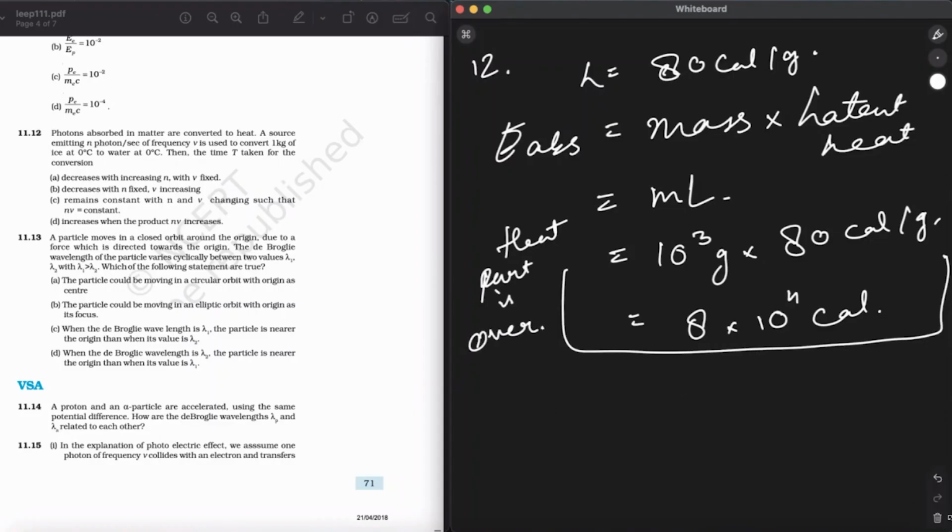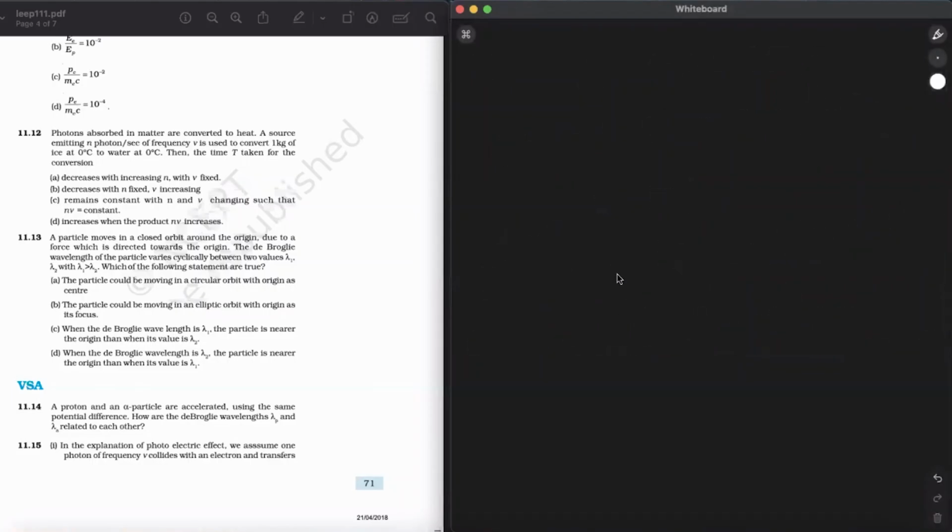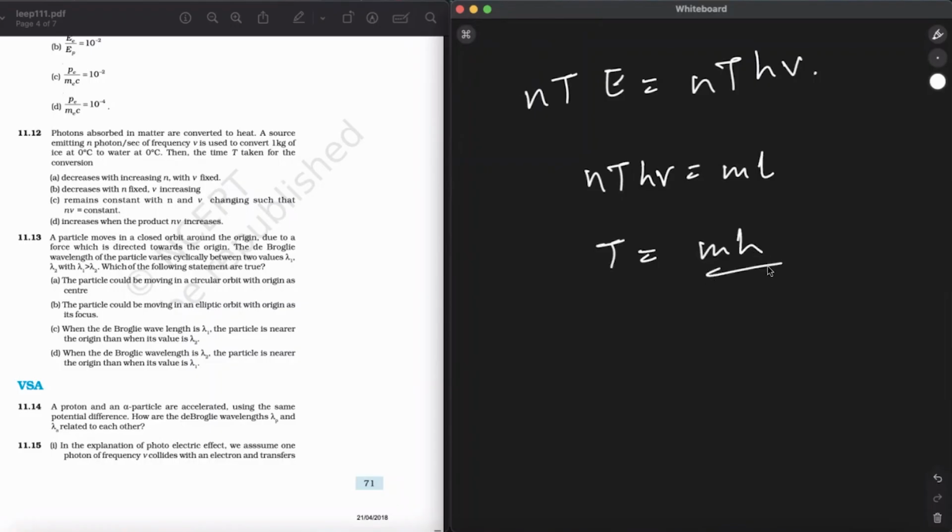Now starts the part for the dual nature, the de Broglie part. So energy of the photons used. Energy of the photon used will be what? N times t, N t photons, and E. So N t photons per unit time into E. So E will be h nu. So N t h nu equal to m L. So t will be equal to m L upon h n nu.